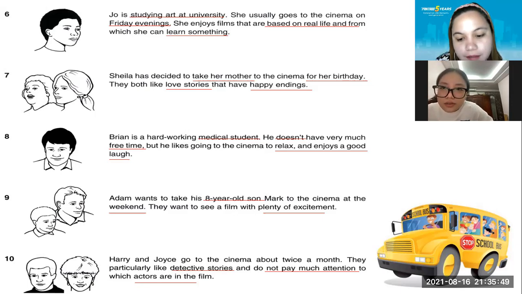Brian is a hardworking medical student. He doesn't have very much free time, but he likes going to the cinema to relax and enjoys a good laugh. Adam wants to take his 8 years old son Mark to the cinema at the weekend. They want to see a film with plenty of excitement. Harry and Joyce go to the cinema about twice a month. They particularly like detective stories and do not pay much attention to which actors are in the film.